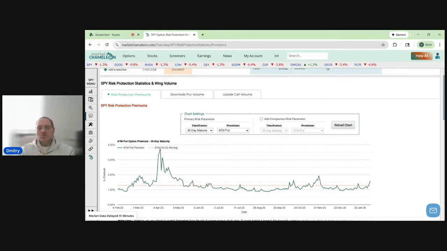So when we benchmark it, we have to define what are we benchmarking. So in this case, we're defaulted to a 30-day constant maturity. We could change these, but this chart here looks at a 30-day option.